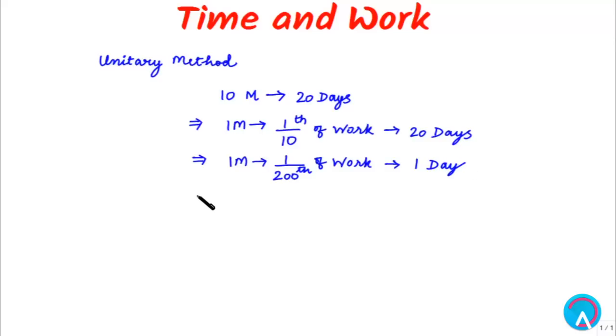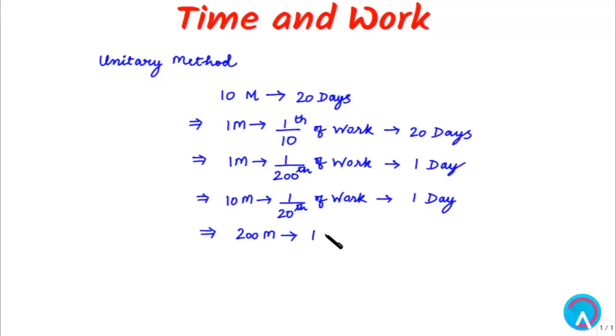And this also implies that 10 men can do 1/20th of the work in 1 day. And this also implies that 200 men will finish this work, that means one complete piece of work, in 1 day.